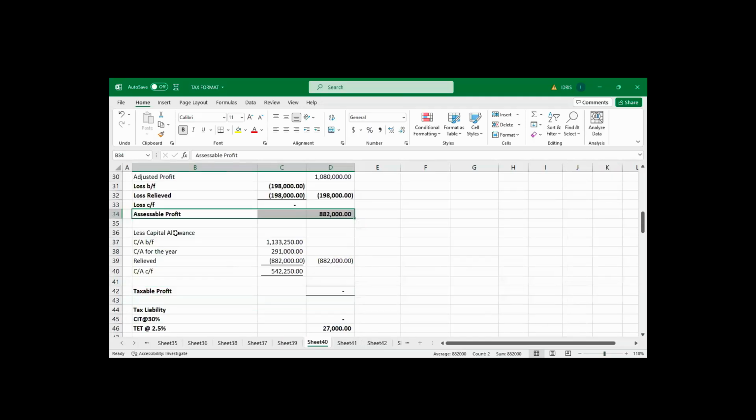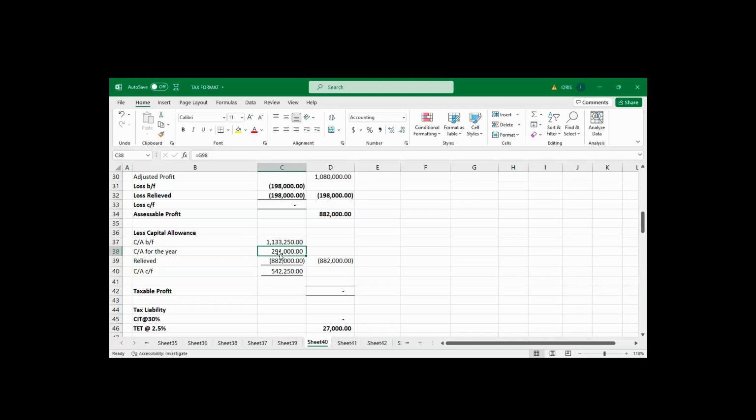Capital allowance. Do we have capital allowance brought forward from the last year of assessment? Yes. How much is our capital allowance? 1,133,250. Capital allowance for the year in 2022 year of assessment, 291.